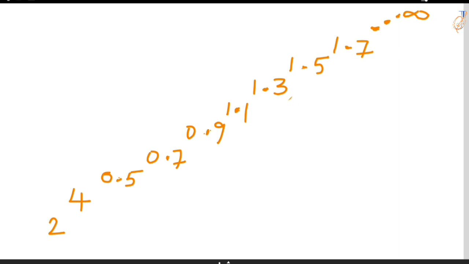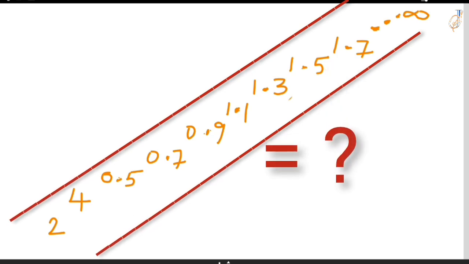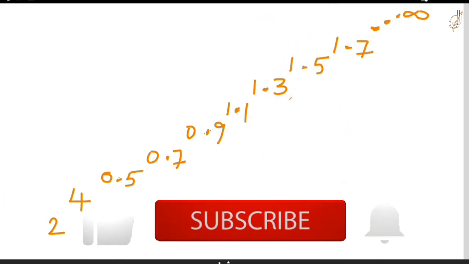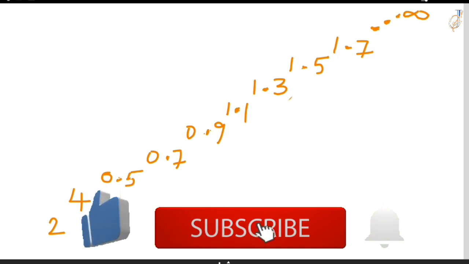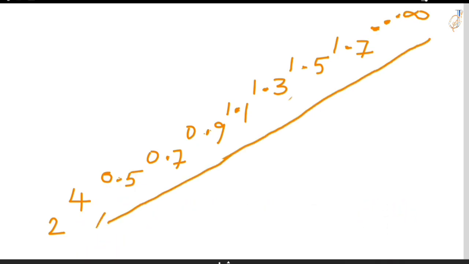This puzzle requires careful consideration of exponential rules and limits. Our goal is to evaluate the expression. When tackling a power tower question, always start from the top and work your way down.